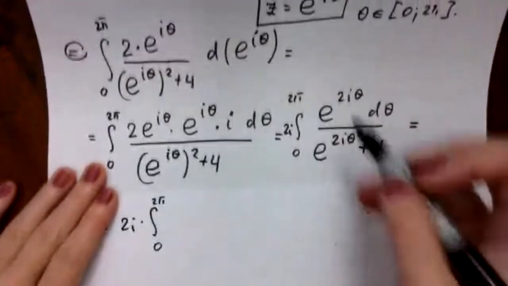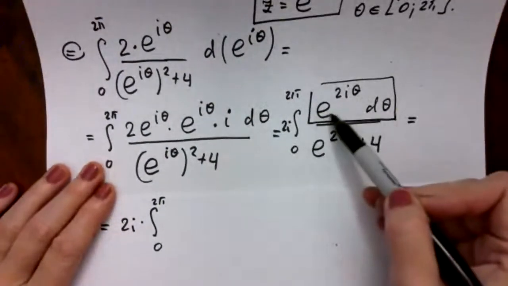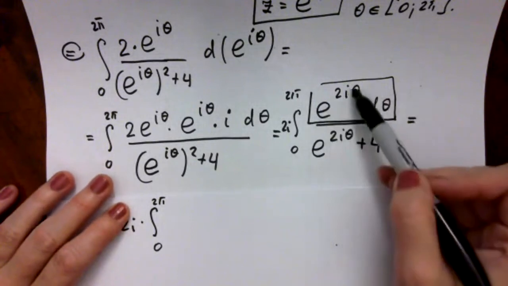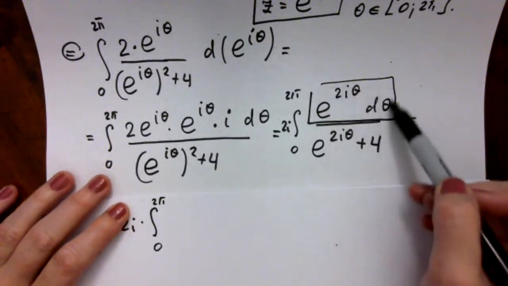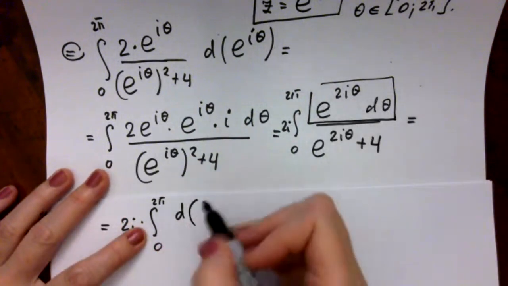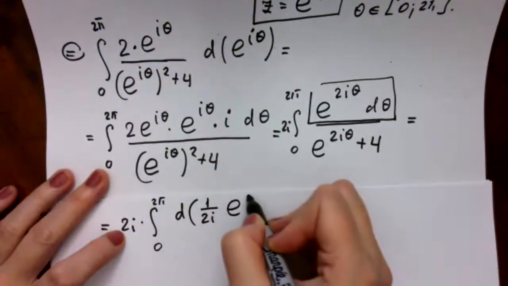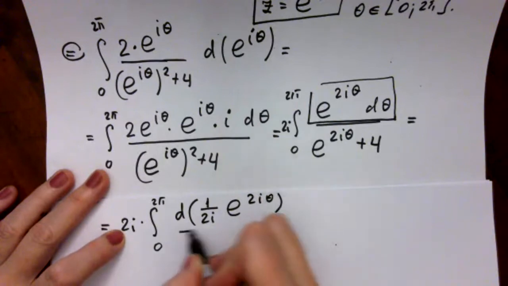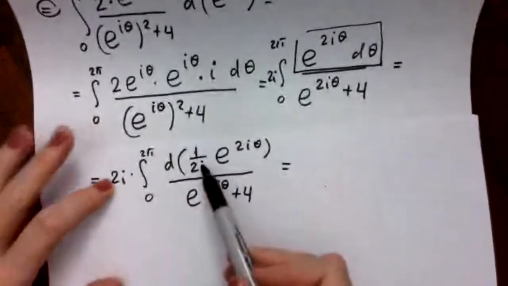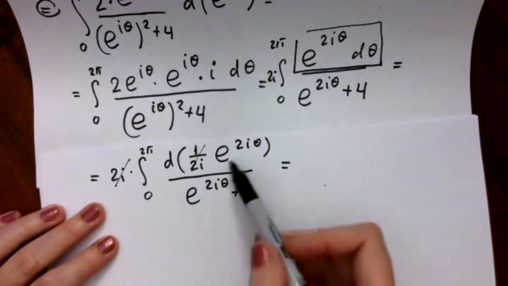You can actually use a very good property: this expression could be viewed as the derivative of the function which used to be here. So we can put this expression back under the differential, but then it will turn into its integral, its antiderivative. It will look like 1 divided by 2i e to the power of 2i theta divided by the same expression plus 4. We can observe that these two constants get cancelled out.